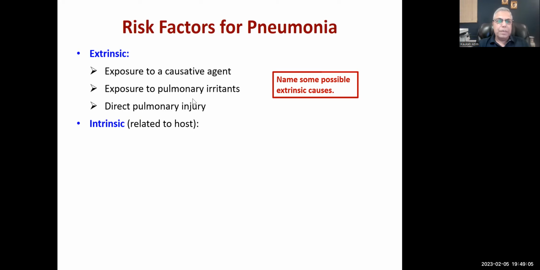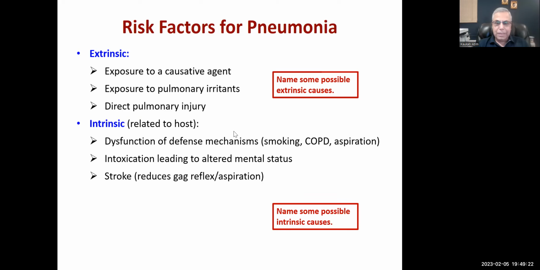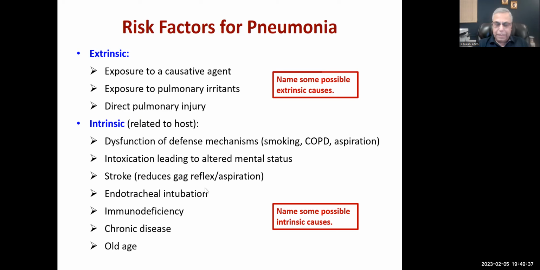Then exposure to pulmonary irritants. So smoking is included in that, and direct pulmonary injury that are extrinsic factors. Any traumatic injury can also cause pneumonia. Then intrinsic factors are, of course, dysfunction of the defense mechanism. Again, smoking is included over here. COPD, aspiration pneumonia, intoxication, stroke, all these things. Stroke reduces the gag reflex, and that might lead to aspiration. Endotracheal intubation, immunodeficiency, chronic disease, old age, all of these are intrinsic factors.